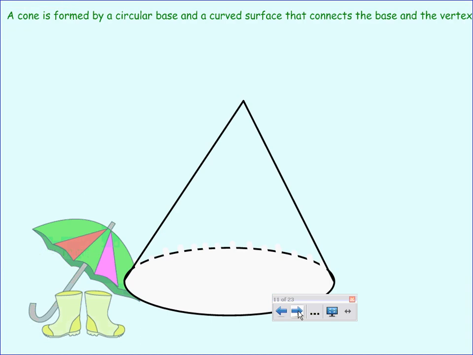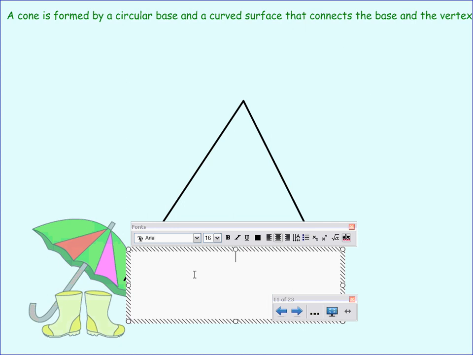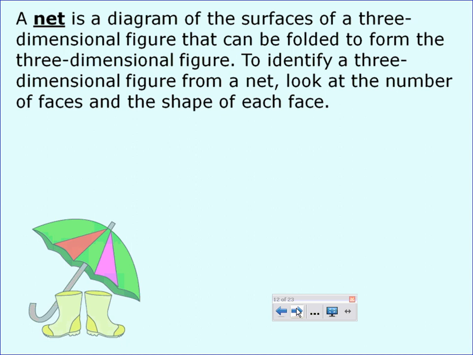Cones. A cone is formed by a circular base and a curved surface that connects the base and the vertex. So we have a base that's a circle, and it meets at a vertex point. Those should be all the ones that you've drawn in your chart.